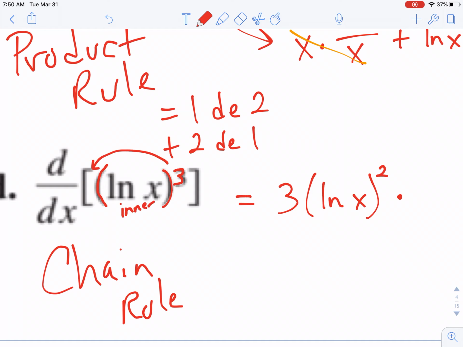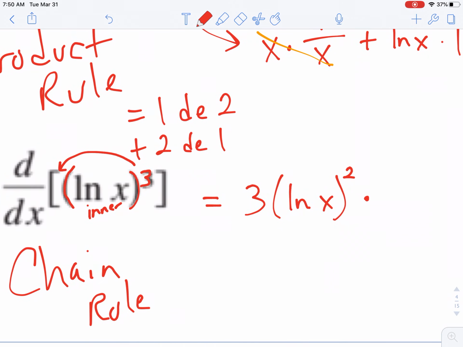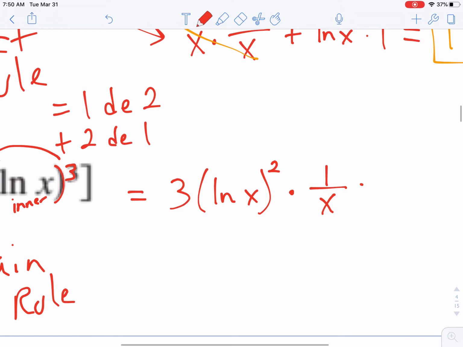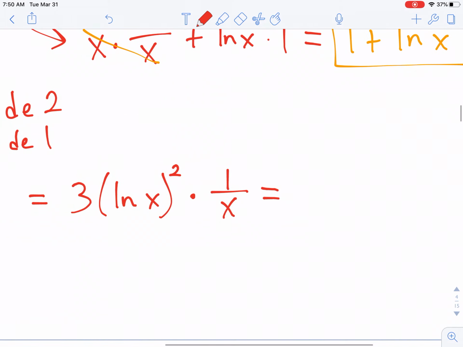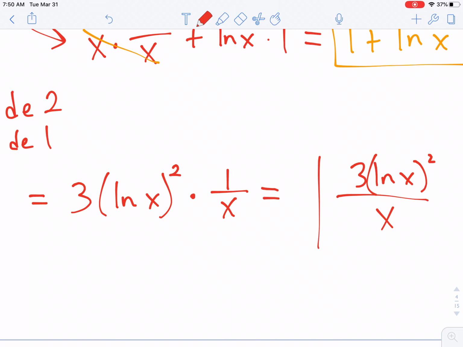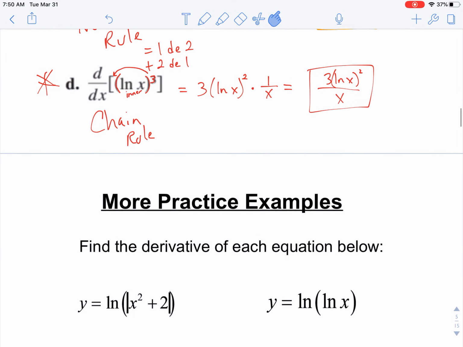So we would do the derivative of that, which we should know by now. The derivative of ln x is just the derivative of x divided by x. So the derivative of x is 1 divided by what's inside the ln, which is x. And then finally we could just clean this up a little. We could put the 3 ln x quantity squared in the top over x. And that is your derivative. We'll try more examples in the next video.